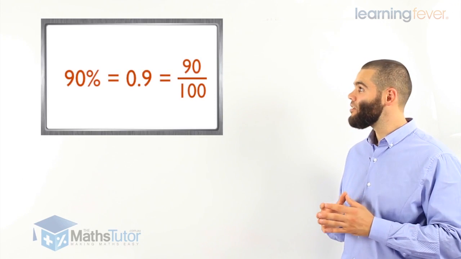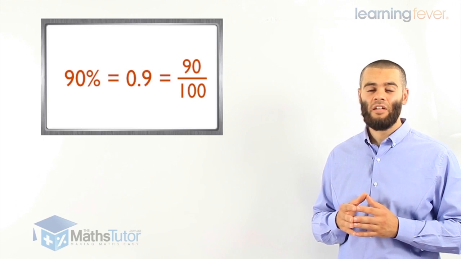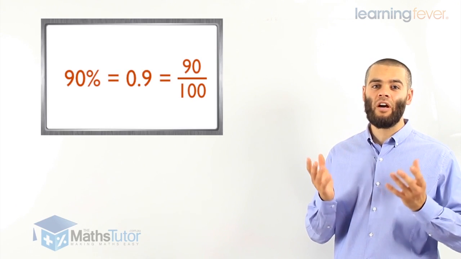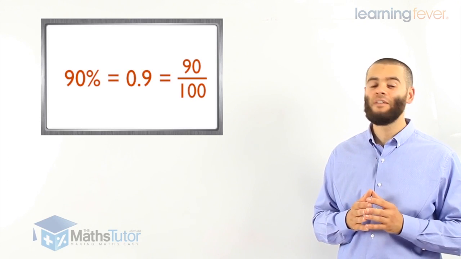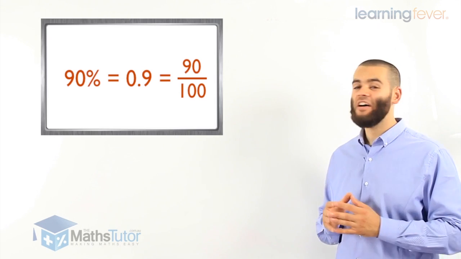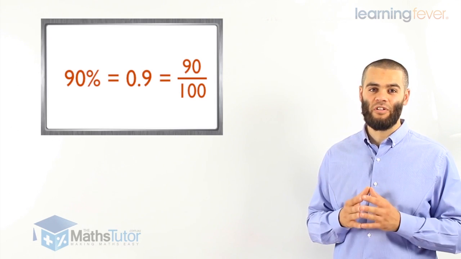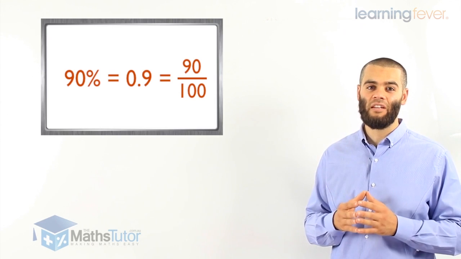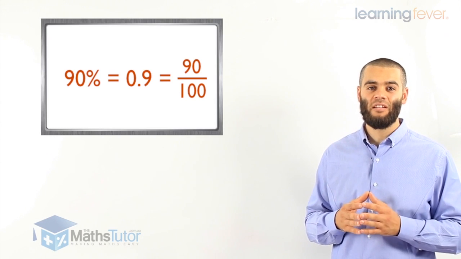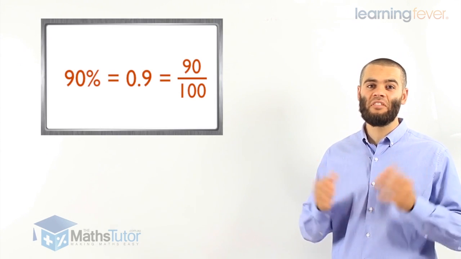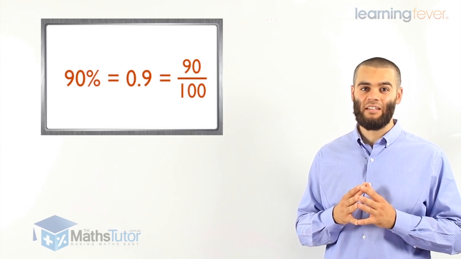Same as 90%. It's the same as 0.90 or 0.9. And it's the same as 90 over 100 or 9 over 10 in simplified fraction. So decimals, fractions, percentages, they are all cousins if you like.